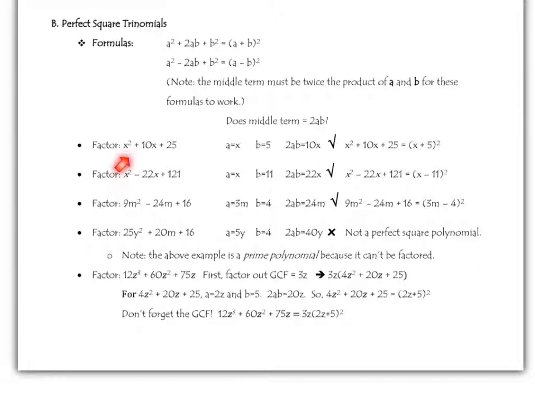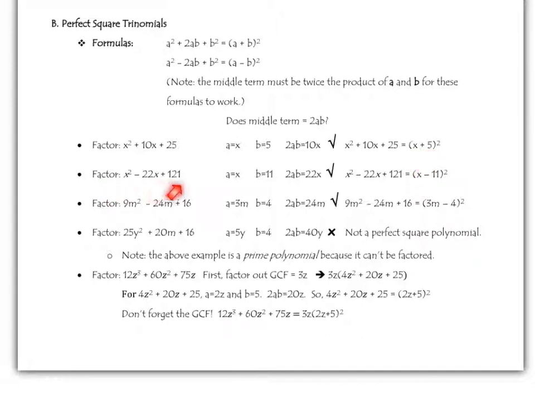So for instance, here you have x squared plus 10x plus 25, which we actually did earlier. A is x, b is 5, because 25 is 5 squared. So our b squared is 5 squared. And 2 times a times b is 2 times x times 5, so it's going to be 10x. This is 10x, so it works. We can check that because our middle term is 2ab. So that means that x squared plus 10x plus 25 factors to be a plus b squared, or in this case x plus 5, all of that squared.